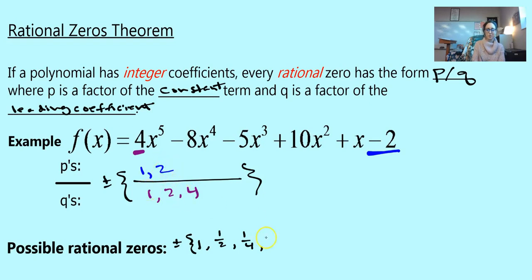So 2 over 1, that's 2. 2 over 2, well, that's 1. Is that already in our list? Yes, it is. All right, so I don't need to rewrite that. 2 over 4 reduces to 1/2. Is that in my list? It is. So now I've gotten all my possible rational zeros. So what does this mean? It means that if this graph crosses the x-axis at a rational value, it has to be a part of this list. So there are only 8 possibilities of where the graph could cross the x-axis at rational values. Okay, you could still have irrational zeros as well as imaginary zeros.